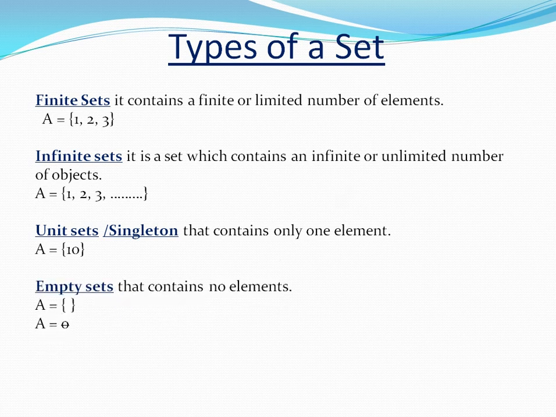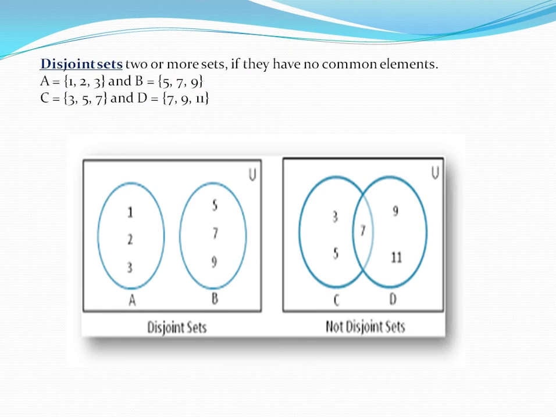Empty set contains no element. A is equal to the empty set. Here we can write that the empty set is also called the null set. Here we have a disjoint set: two or more sets if they have no common elements. In set A, you can see 1, 2, 3, and set B has 5, 7, 9. Is there some common element? No. So it's a disjoint set.